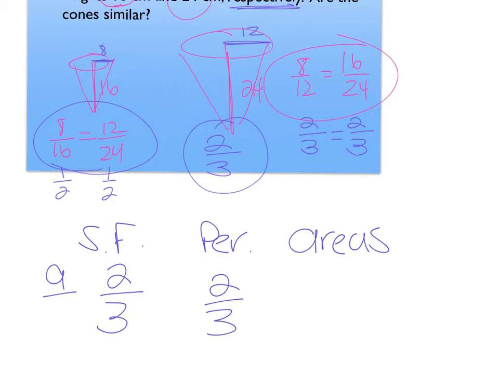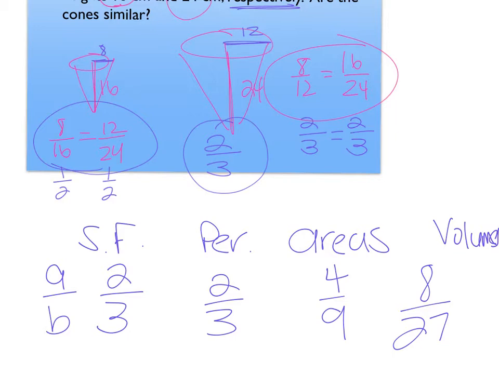So if this is A to B, good. Then I square it and I'd get 4 to 9. How about volumes? 8 to 27. So I take the original scale factor and cube it. Does that make sense? So linear is A to B, area is A squared to B squared, and volumes A cubed to B cubed.